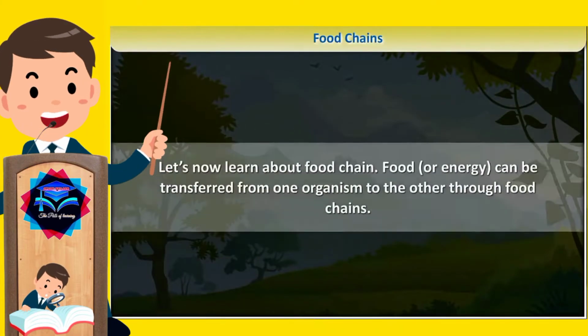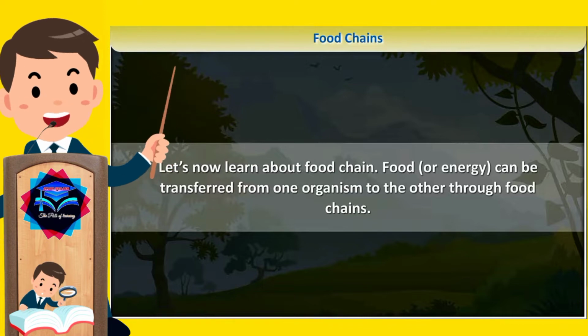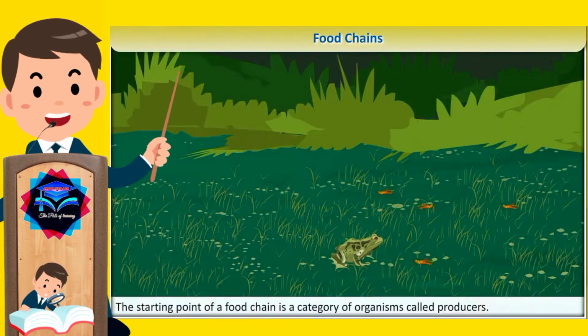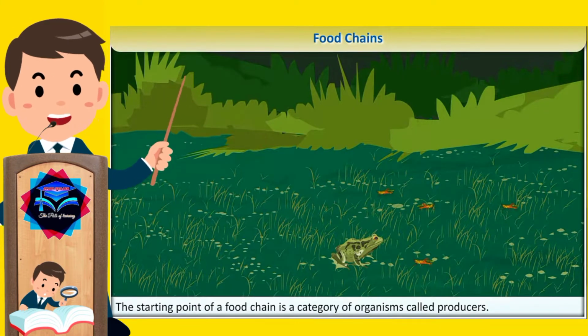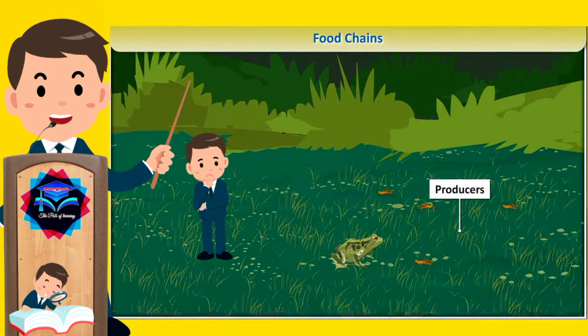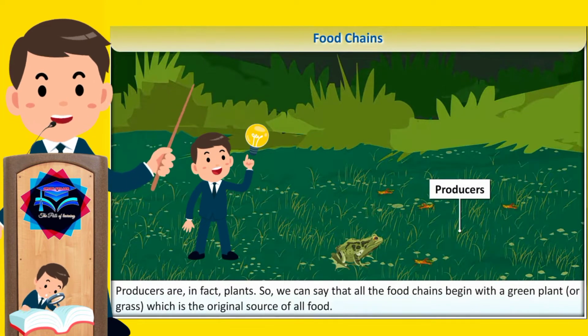Chains. Let's now learn about food chain. Food or energy can be transferred from one organism to the other through food chains. The starting point of a food chain is a category of organisms called producers. Producers are, in fact, plants.